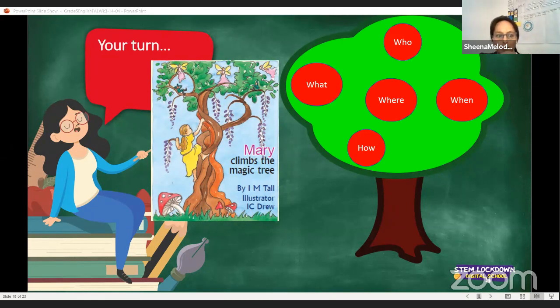Who do you think the story is about? What do you think happens in the story? Where do you think the story happens? When do you think it happens? And how do you think it happens? Okay, I see some very good participation here, grade 5s. Well done. Quite a lot of you are joining in here. Remember, not sharing private numbers and information on the chat. It's not very safe to do so, grade 5s. Please, if you're going to write on the chat, make sure that you're talking to me and not to one another.